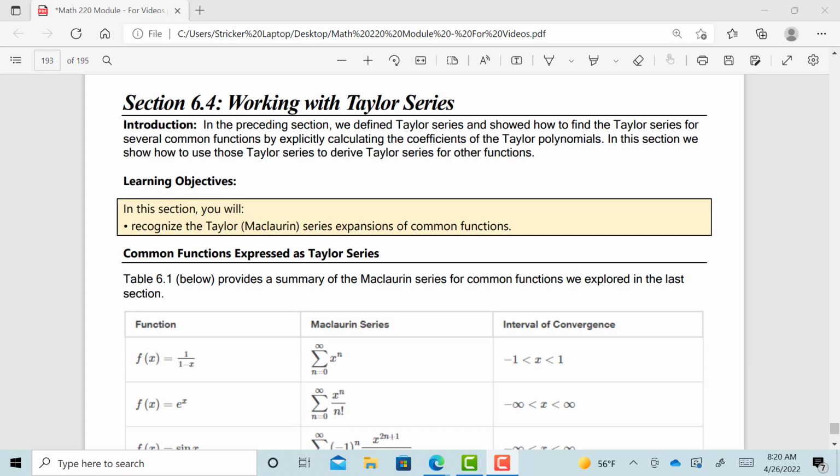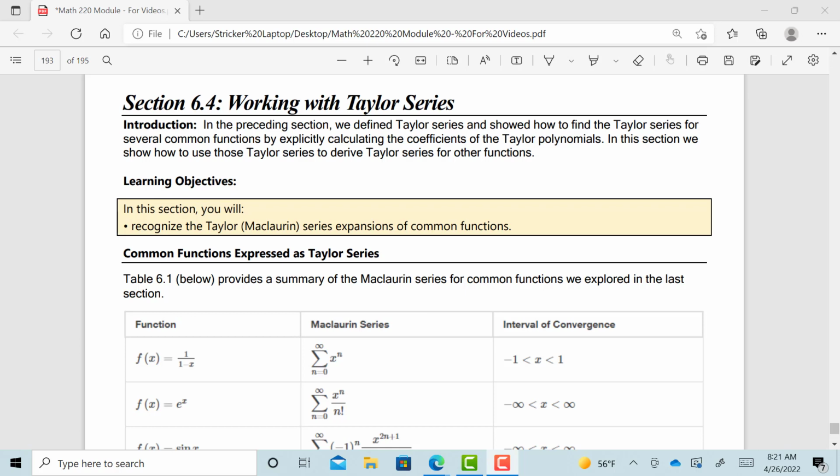All right, you made it to the end of new material for this course. This is section 6.4. It's the last section we're going to be covering, and it's titled Working with Taylor Series. In section 6.3, we learned how to create a Maclaurin series and a Taylor series. Remember, a Maclaurin series is just a special case of the Taylor series. The Taylor series can be centered at any value, whereas the Maclaurin series is always centered at x equals 0.